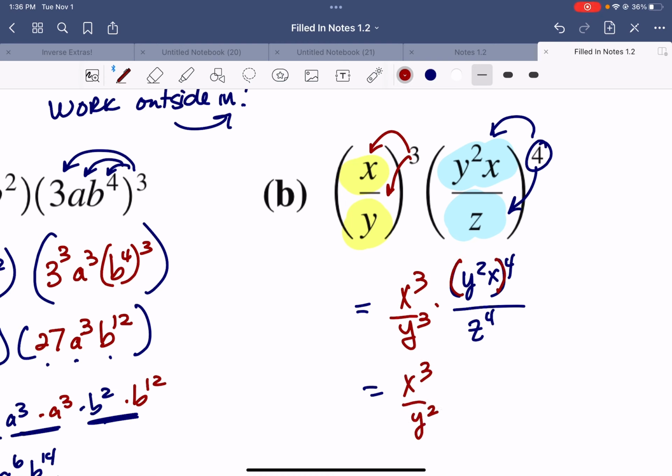I have stuff raised to the fourth and it's multiplied. So because it's multiplied, I can say that's just y squared to the fourth times x to the fourth.